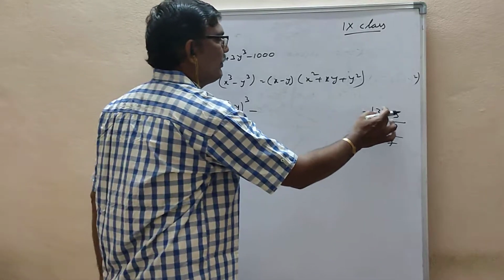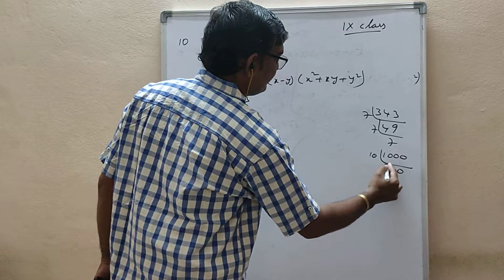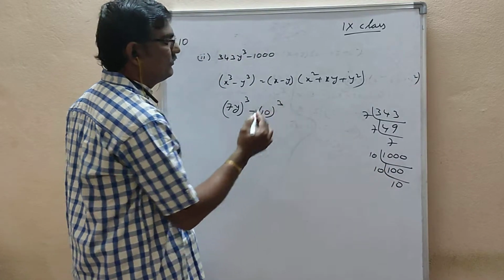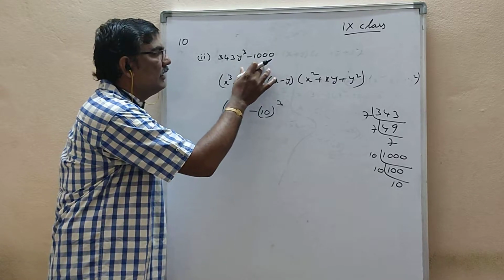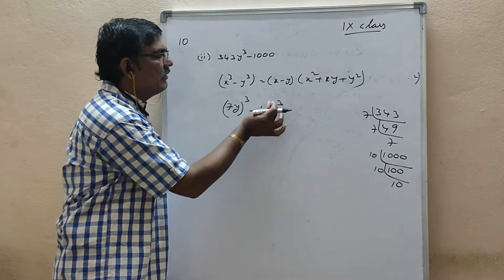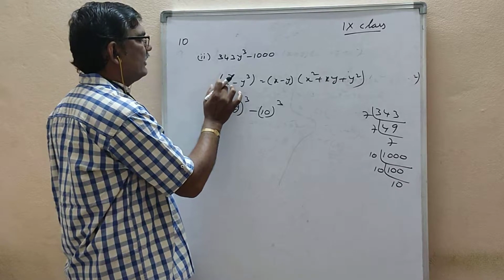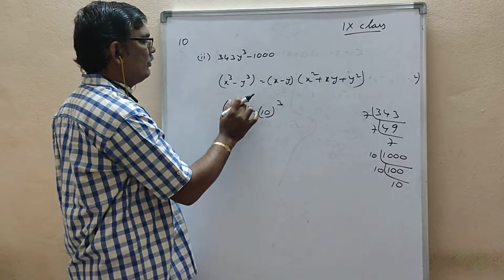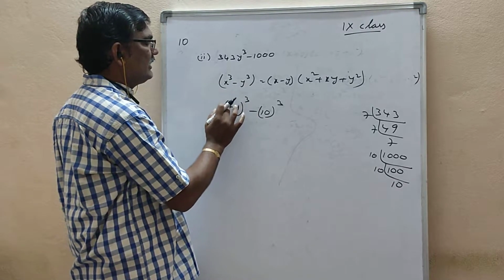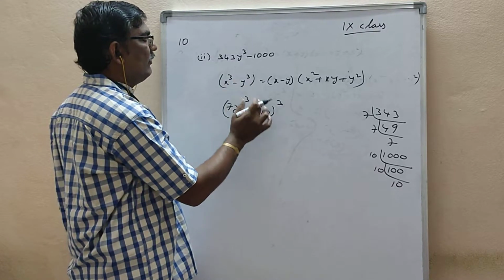Next 1000, if you do prime factorization like this, 10 hundreds, 10 tens, means you can write 10 cube. Now the given question I converted in the form of x cube minus y cube. Then what do you have to do? If you compare these two, cube is there, cube is there. Cube is there for x, cube is there for 7y, means in place of x you can write 7y. Minus is there, minus is there. Y cube, 10 cube. In place of y you have 10.